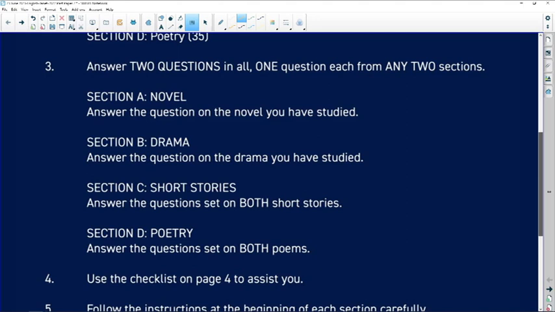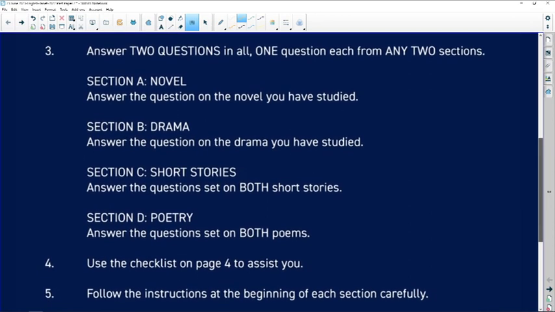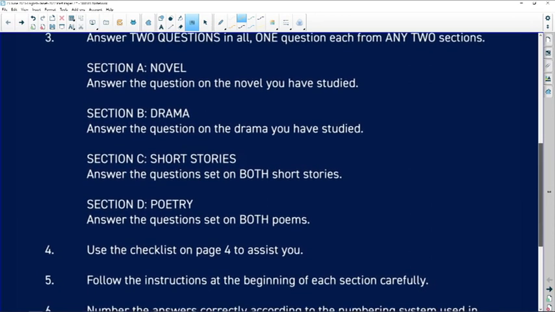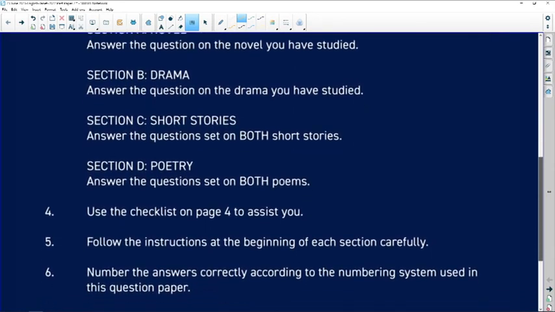So there'll be a checklist, and the checklist will give you the pages. So you do not look at the whole paper. When you get that 10-minute reading time before your exam starts, find your questions so that you're comfortable with finding your way around the paper.